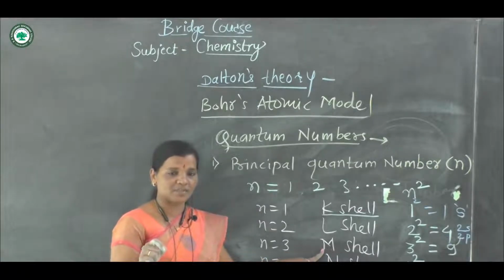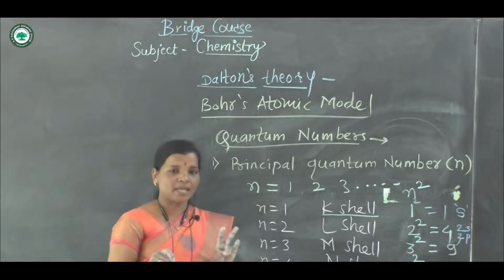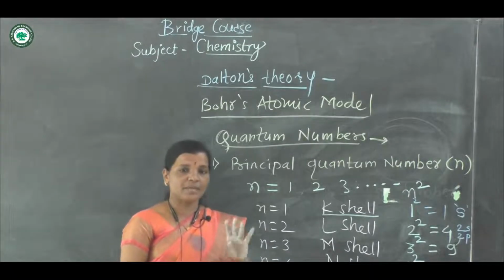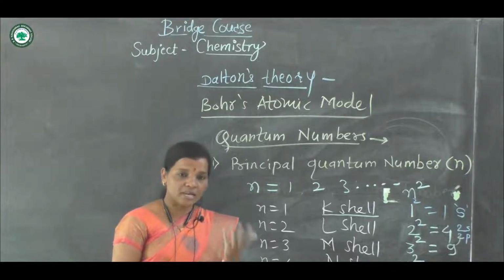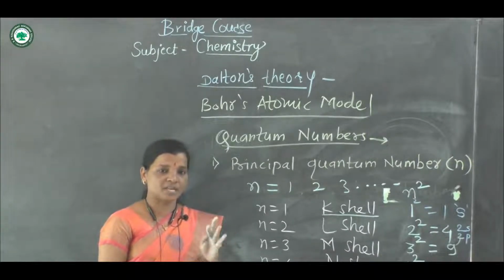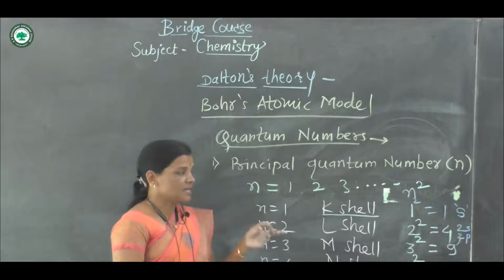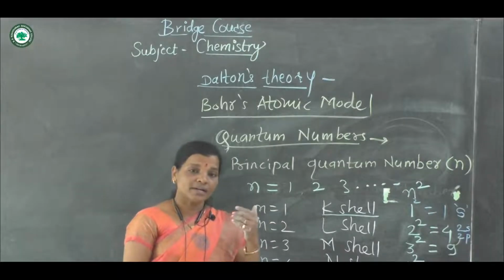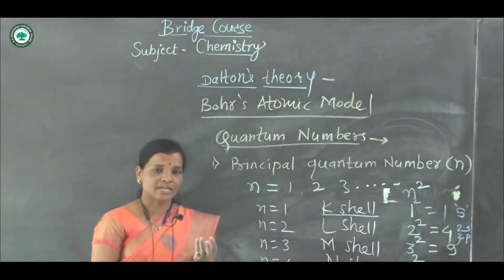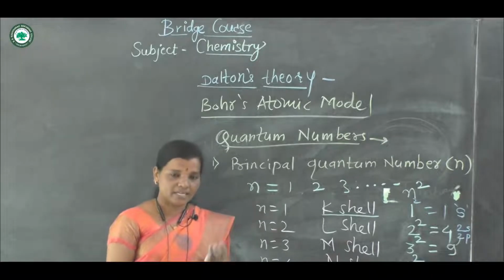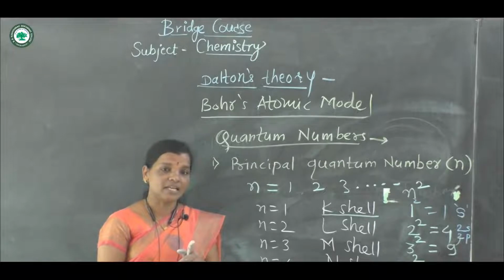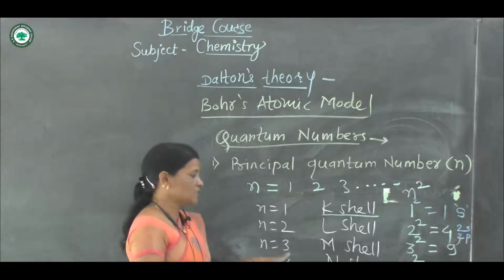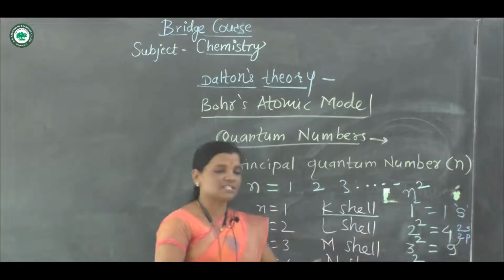9 are present: 3s, 3p and 3d. One 3s orbital is present. 3 3p orbitals are present: 3px, 3py, 3pz. Then 5 3d orbitals are present: 3dxy, 3dxz, 3dyz, 3d x square minus y square and 3d z square. So in the case of the M shell, 9 suborbitals are present.